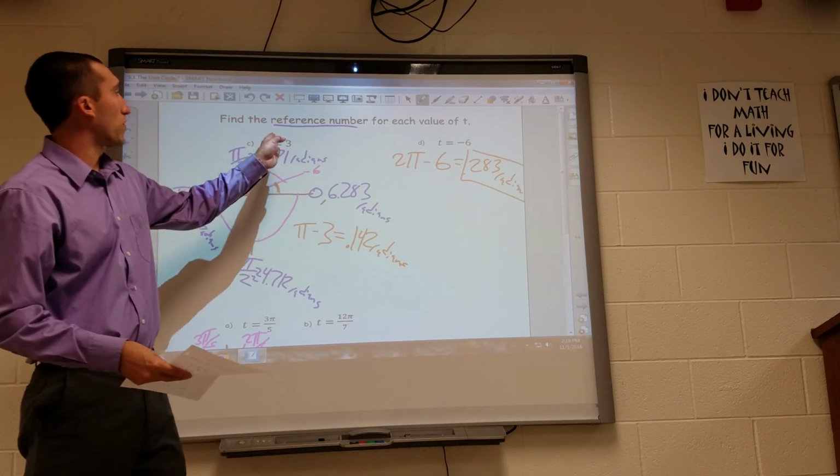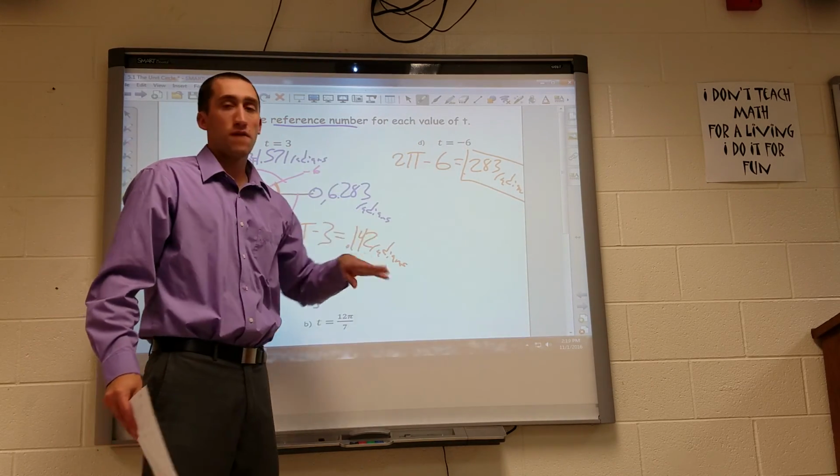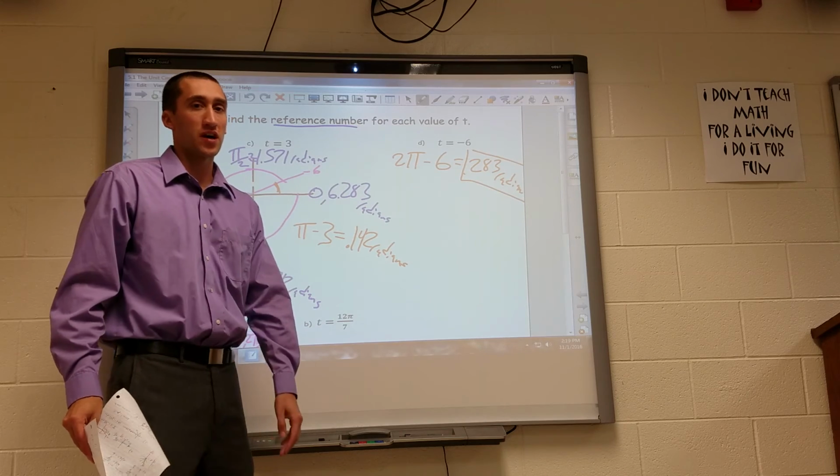Okay, so I found my reference number. I found how far away these angles are from my x-axis. That's what we're always doing when we're talking about reference numbers.